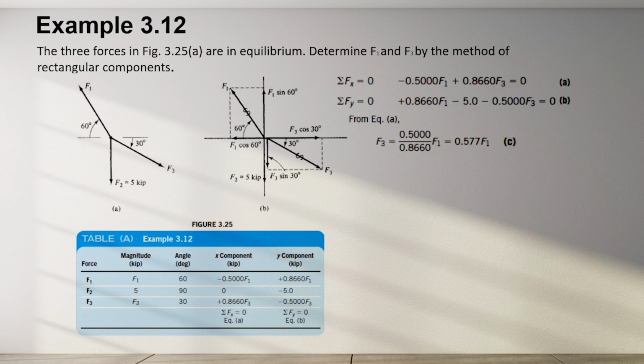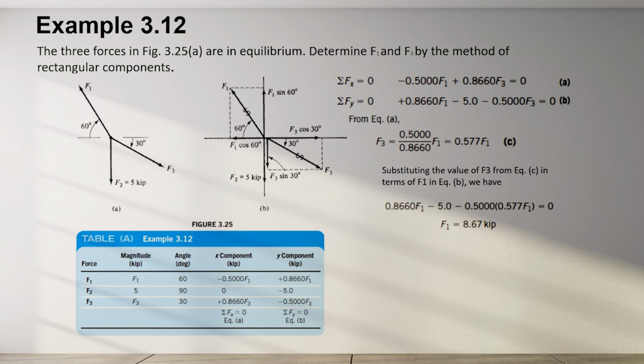From equation A, F3 equals 0.5000 divided by 0.8660 times F1 equals 0.577 times F1, which is equation C. Substituting the value of F3 from equation C in terms of F1 in equation B, we have 0.8660 times F1 minus 5.0 minus 0.5000 times 0.577 times F1 equals 0.